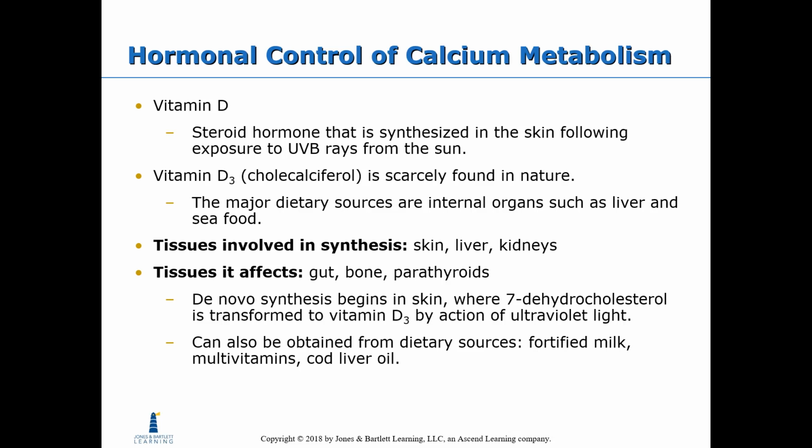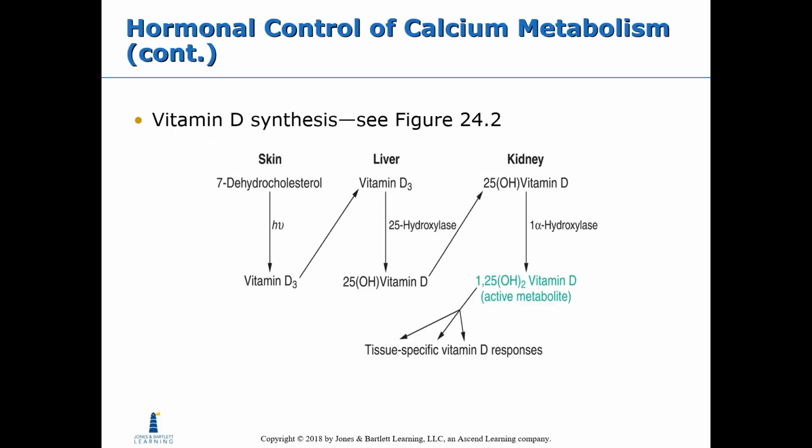De novo synthesis begins in the skin, where 7-dehydrocholesterol is transformed into vitamin D3 by the action of UV light. It can also be obtained from dietary sources: fortified milk, multivitamins, cod liver oil. Vitamin D3 is then converted to 25-OH vitamin D, and 25-OH vitamin D in the kidney can then be converted to its active metabolite, 1,25-OH2 vitamin D, and that's going to have tissue-specific responses.